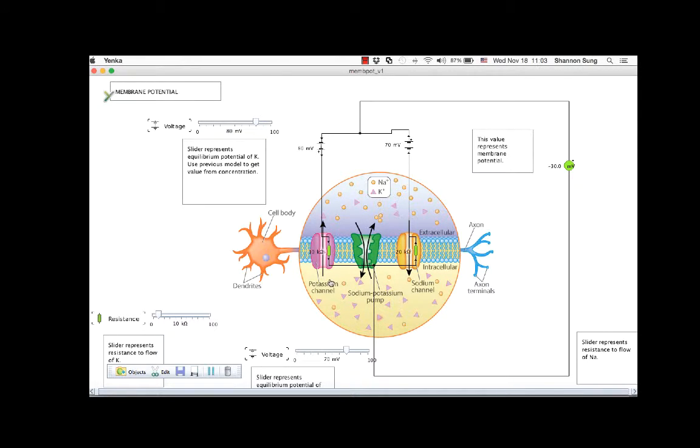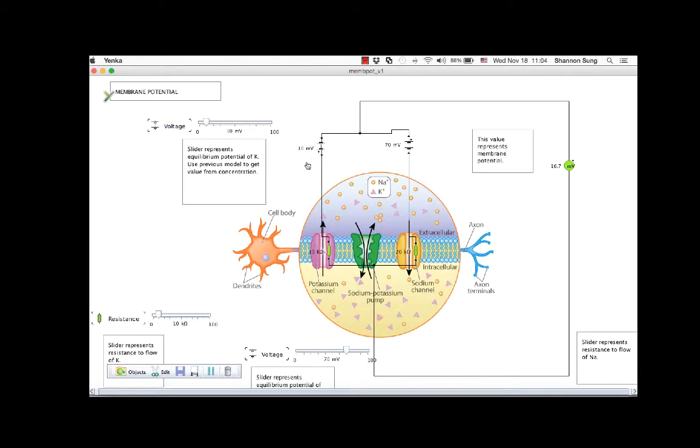And you can see we have potassium channels and sodium channels, with sodium ions more concentrated on the outside, potassium ions more concentrated on the inside. So potassium ions would like to diffuse out, and that would make the inside of the cell more negative. Sodium ions would want to move in, which, since they're positively charged, also would make the inside more positive.